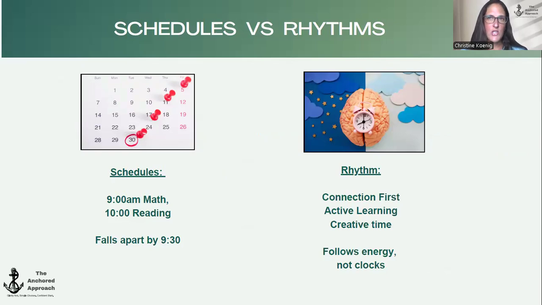So if we look at schedules versus rhythm, a schedule is very strict, very rigid. It's going to fall apart by 9:30, specifically for those children that are a right brain. You want a rhythm. You want to connect first. You want active learning time. You want creative time. They need to know that creative time is going to come. Creative time can be the in between the little bursts of learning something. And this follows the energy of the child, not the actual clock.